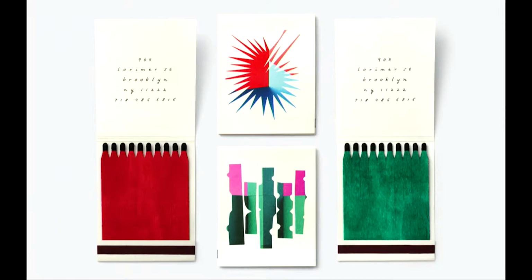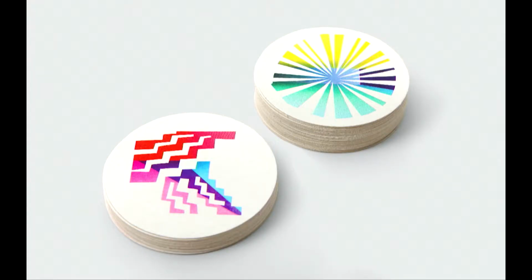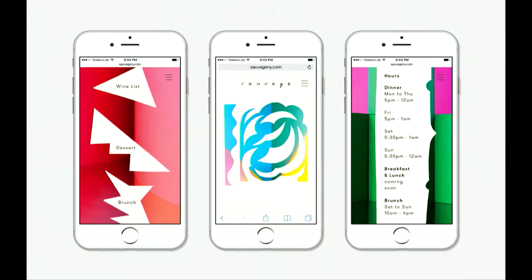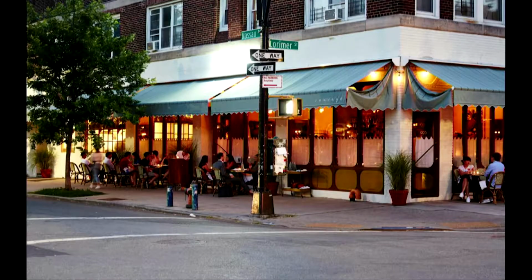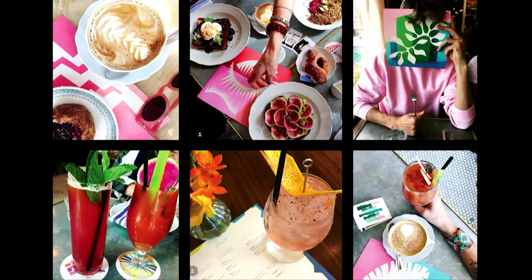And although the matchbooks at first glance look conventional, we even tried to push the boundaries here a bit by using really large matches, about 4 inches long. Some coasters, coffee cups. We did a whole range of packaging. Here the website on the mobile device, signage for the facade. In the end, the identity lives really comfortably in the space. It simultaneously contrasts and complements it.